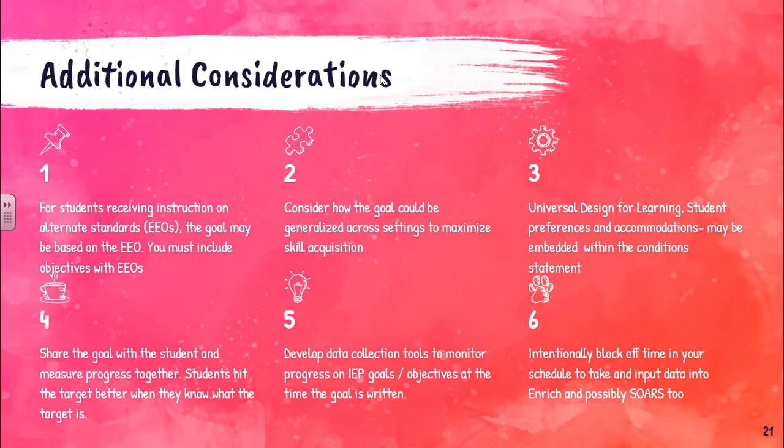And three, things like universal design for learning, accommodations, adaptations, preferences, those can all be included in the condition statements to help a student meet their goal.